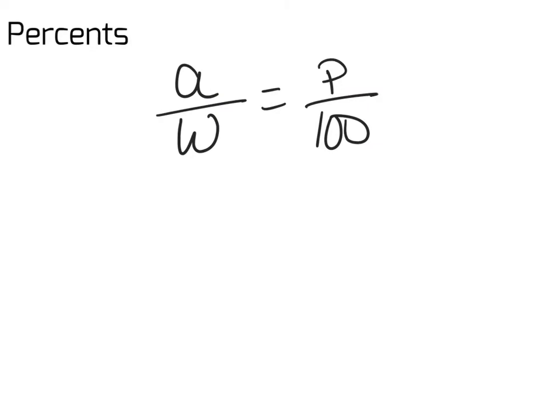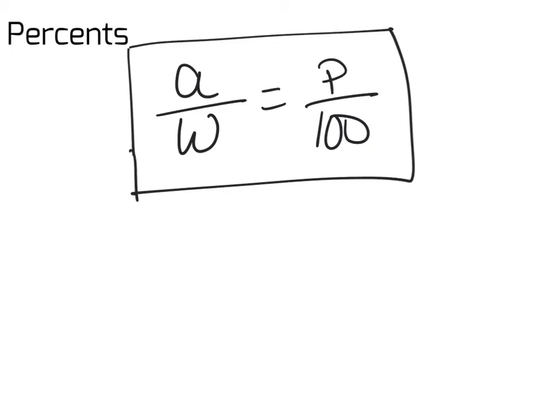The key to remember is this formula right here: A over W equals P over 100. If you can remember that A goes over W and P goes over 100, then you're going to be able to solve any of the equations.